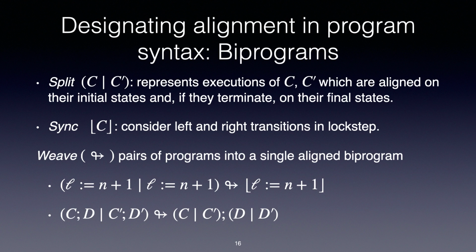So if the two sides are the same, so L gets n plus 1, L gets n plus 1, then we can weave that to a synced biprogram L gets n plus 1. And what we expect is that a relational formula will hold before and a relational formula can be established afterwards. On the other hand, if we have a split biprogram of this form, C semicolon D split C dash semicolon D dash, then that will weave to C split C dash semicolon D split D dash. Okay, and we'll see an example of this very shortly.